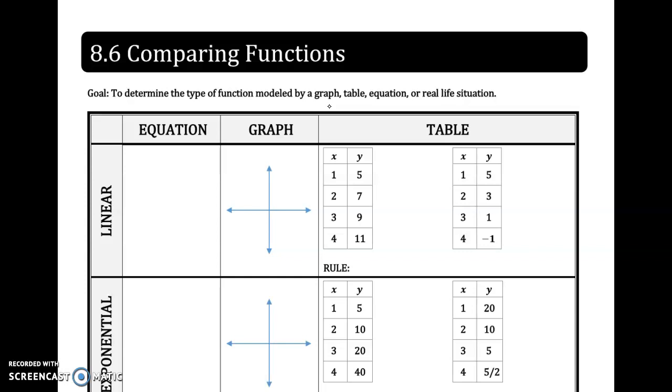So this first chart we're going to fill in is going to help you know what type of function is what. And then the second page, we have some practice problems to work on together. Okay, so let's go ahead and get started.